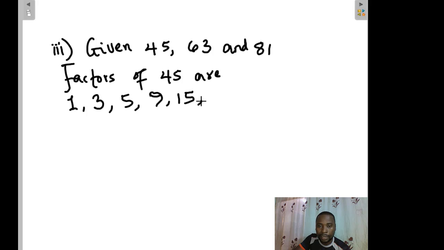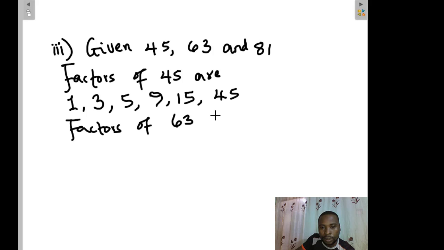Okay, and 45 itself. These are the factors of 45. So let's check what the factors of 63 are. Okay, 1 is definitely a factor of 63. Is 2 a factor of 63? No way. From our test of divisibility, in the other video, we talked about the test of divisibility. We know that 2 is not a factor of 63.